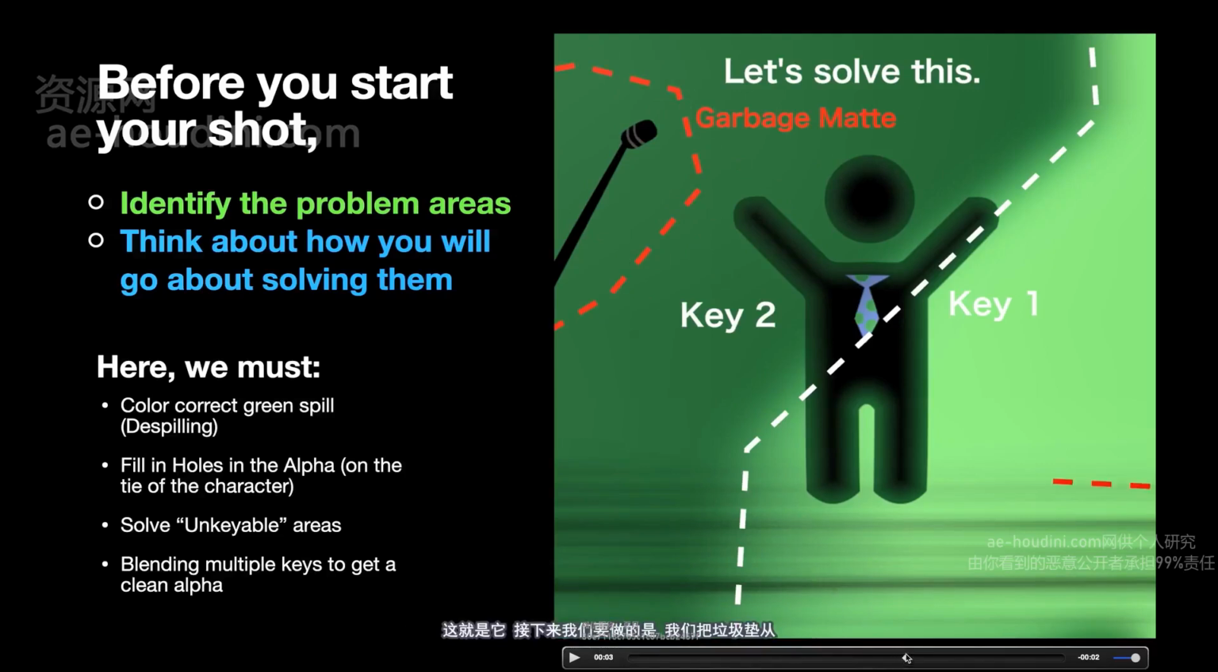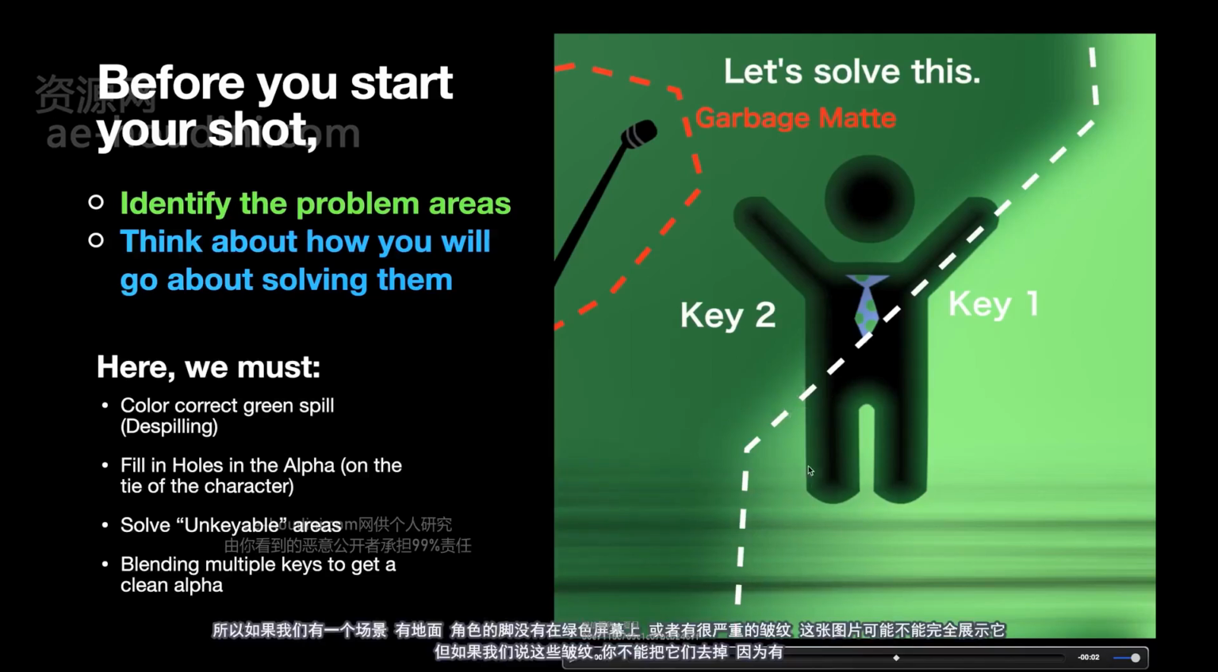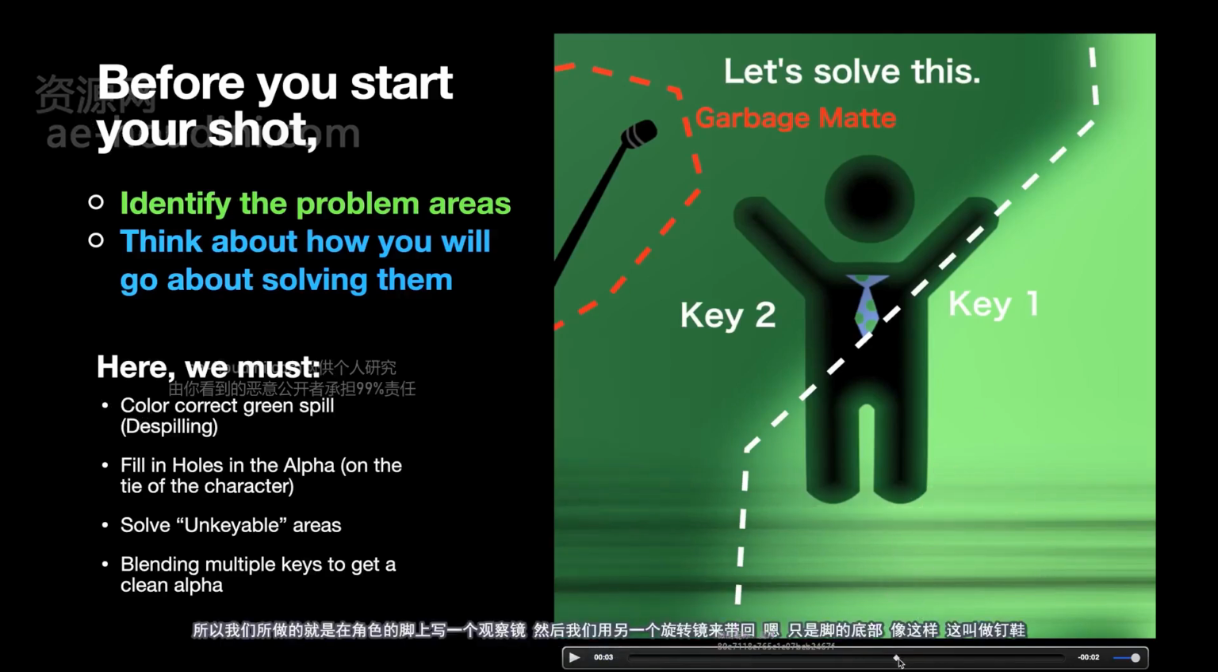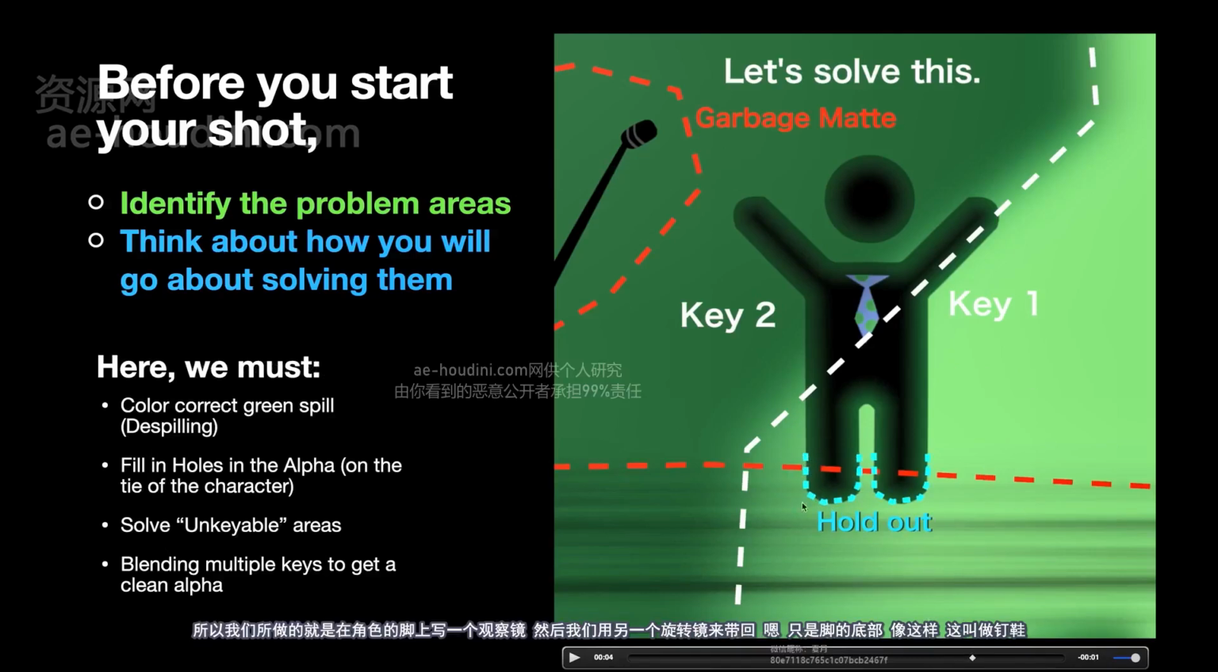Next thing we'd want to do is garbage mat off the feet. If we have a scenario where there is ground and the character's feet are not over the green screen, or there's really bad wrinkling, this picture might not demonstrate it completely, but let's just say these wrinkles, you can't key them out because there's too much black. We don't want those wrinkles in our final image. So what we do is rotoscope the feet off of the character, and then we use another rotoscope to bring back just the bottom of the feet like this, and this is called a holdout.